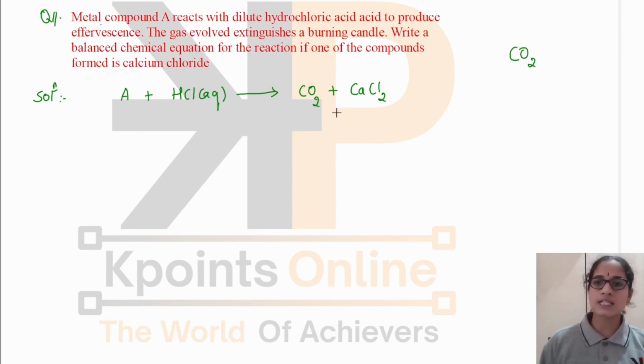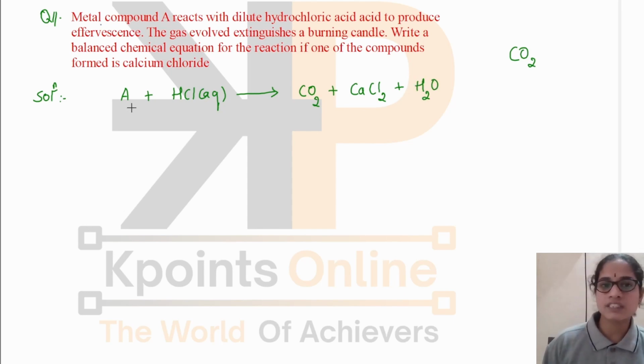Here you can observe that there is a formation of carbon dioxide gas, and there is a formation of salt, and there is acid here. So which type of metal compounds react with acid to form carbon dioxide gas and salt? Yes, of course. You are right, metal carbonates react with acid to form carbon dioxide, salts and water. Okay. So there must be water here. Which metal carbonate must A be?